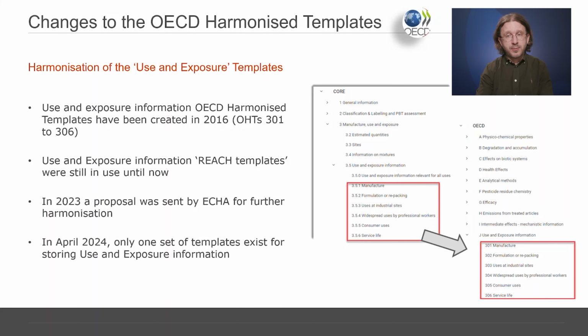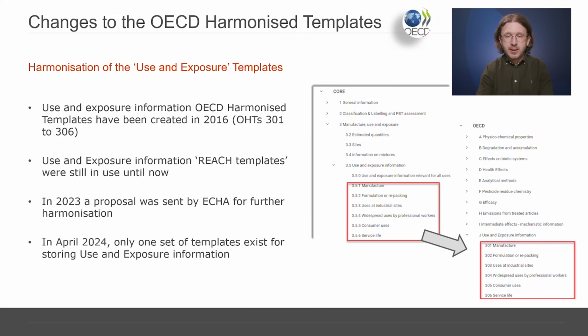My last slide is for the first changes that I would like to present on the OECD harmonized templates. This first change is the harmonization of the use and exposure templates. These templates were created already in 2016, and these are the OECD harmonized templates number 301 to 306.